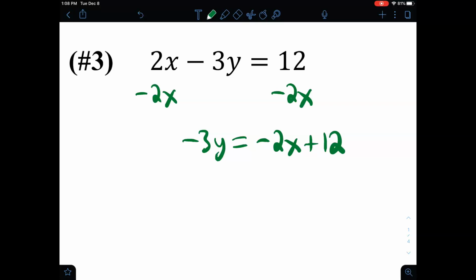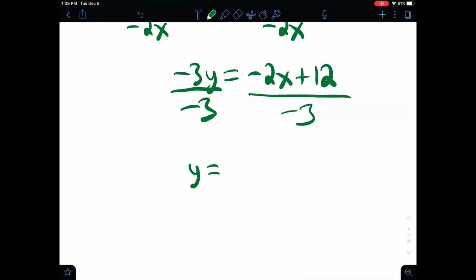Okay. Now we need to get y by itself. How do we get rid of that negative 3 in the front? It's being multiplied here. How do we undo multiplying by negative 3? Well, we divide by negative 3 on both sides. So we're going to get y equals negative 2x divided by negative 3. The negatives are going to cancel, but 2 does not divide by 3, so I'm just literally going to write 2/3 x. And then 12 divided by negative 3 is going to be negative 4.